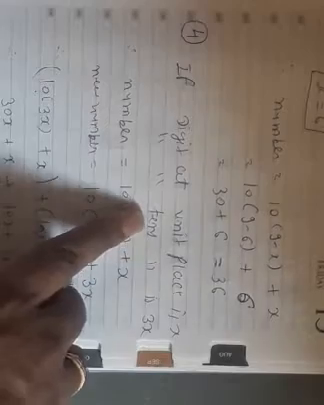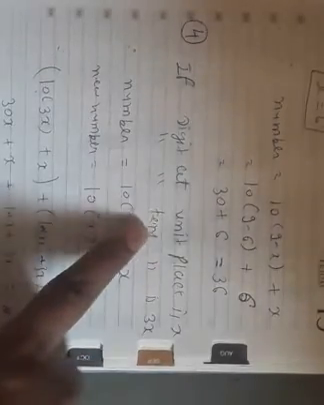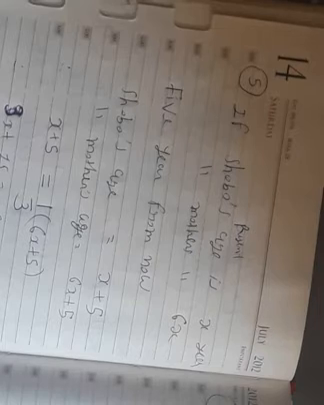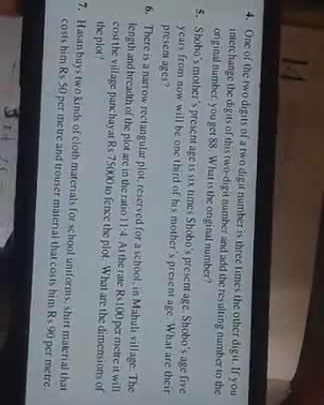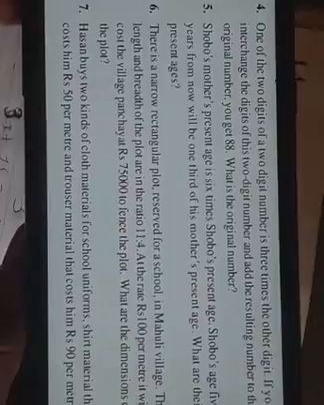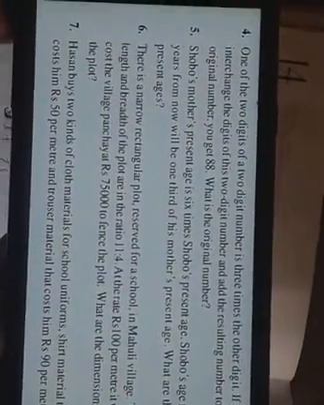You don't need to stick with this approach. You can also suppose that the tens place digit is x and the unit place is 3x. That is also a valid process. So in that question you will have two answers, 62 and 26, and both answers are valid. Okay, that is the question.